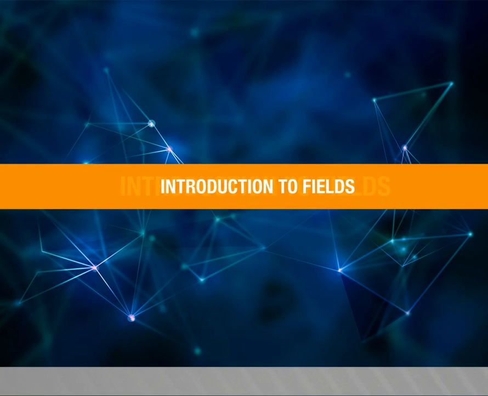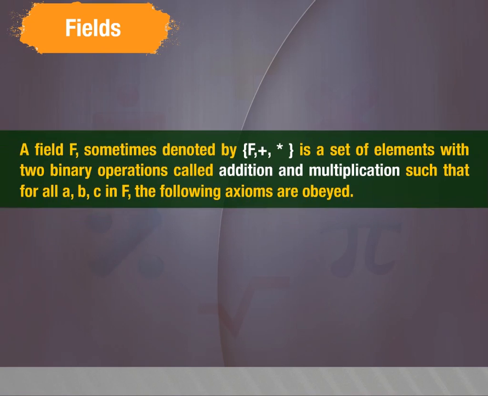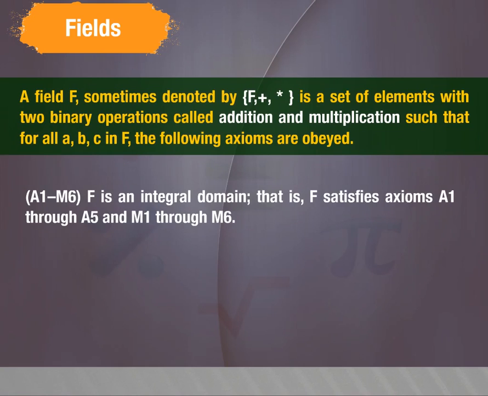Introduction to fields. In this video, we are going to see about introduction to fields. A field F, sometimes denoted by {F, +, ×}, is a set of elements with two binary operations called addition and multiplication, such that for all a, b, c in F, the following axioms are obeyed. A1 to M6. F is an integral domain, that is, F satisfies axioms A1 through A5 and M1 through M6.